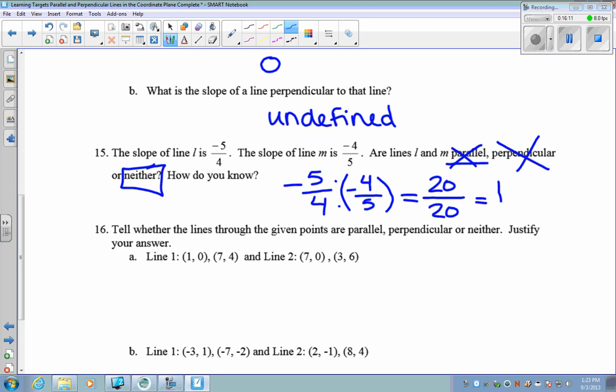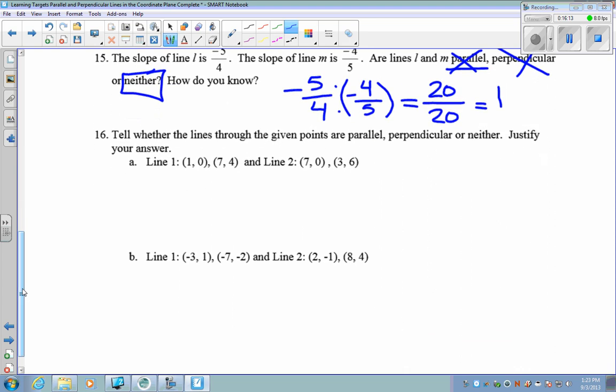All right, last question. Number 16, tell whether the lines through the given points are parallel, perpendicular, or neither. Justify your answer. So we are given two lines, line 1 and line 2, and we need to find out if the two lines are parallel, perpendicular, or neither. What's the information that we need to find out first? Well, we're dealing with slope. Do we currently know the slope? No, so we have to find it.